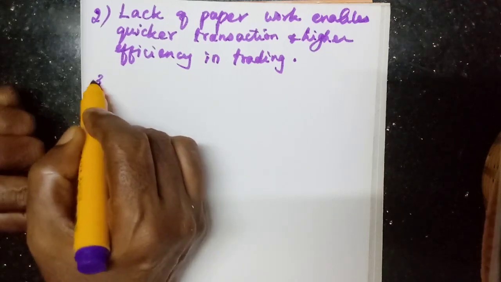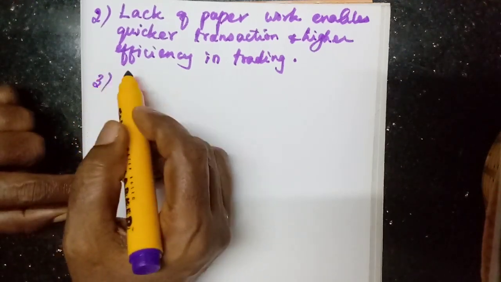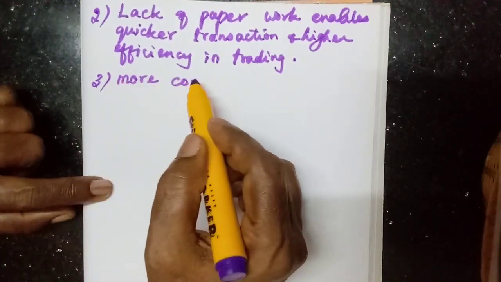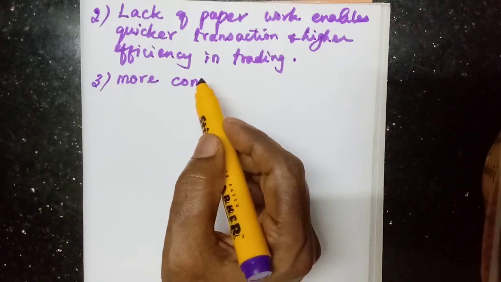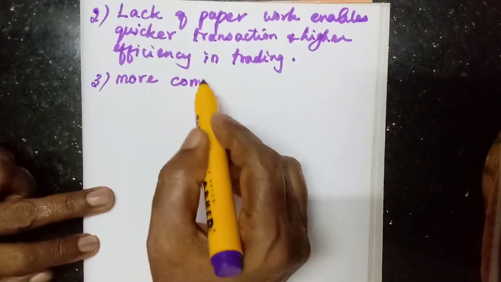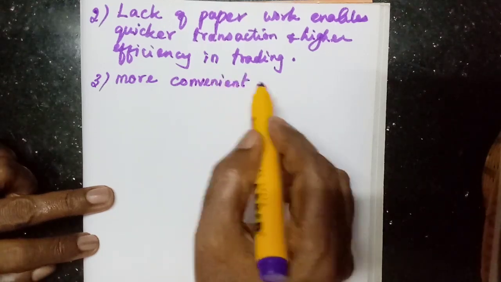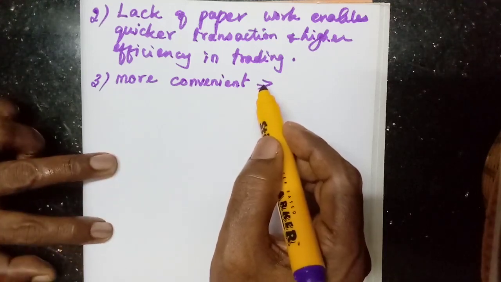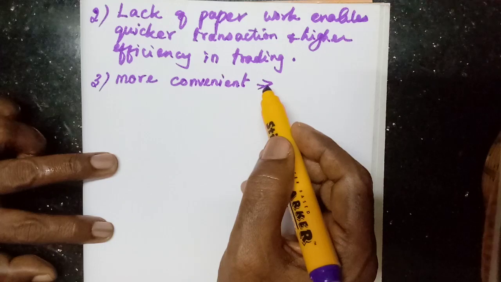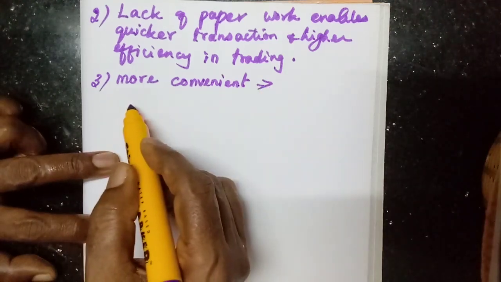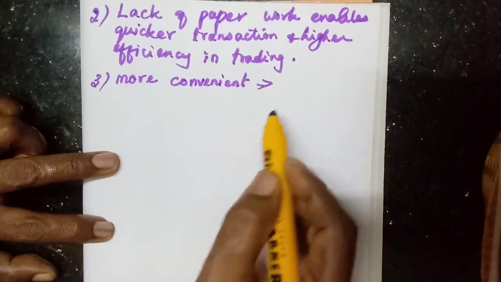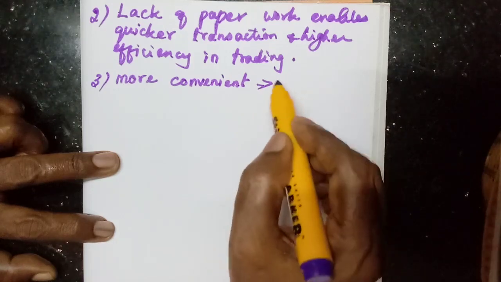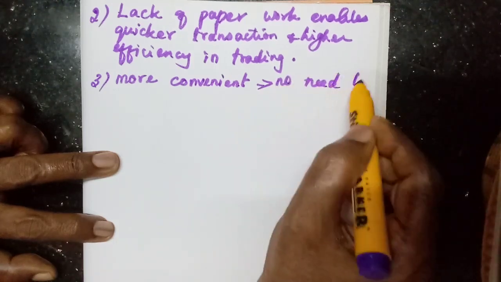Then the third one. Here trading has become more convenient. Why? Because there is no need to visit any broker. For an ordinary purchase and sale, what do we have to do? We have to visit a broker, isn't it? That is no longer needed. So it is very convenient. Trading has become very convenient because there is no need to visit a broker.